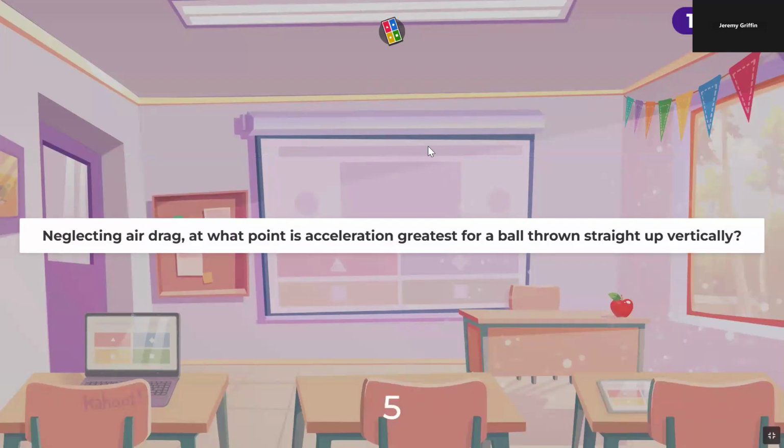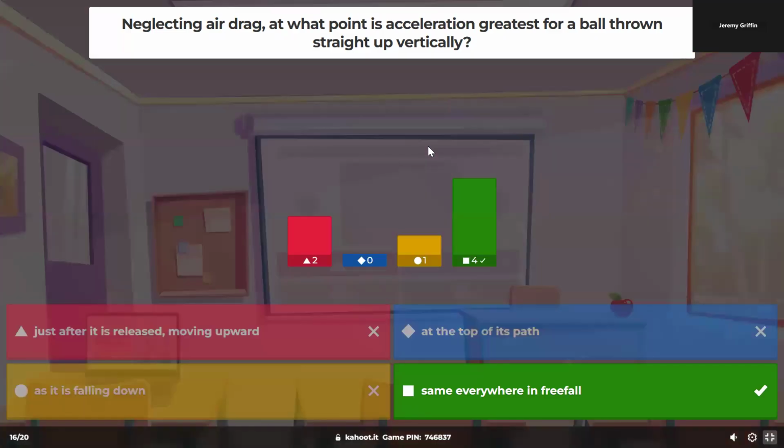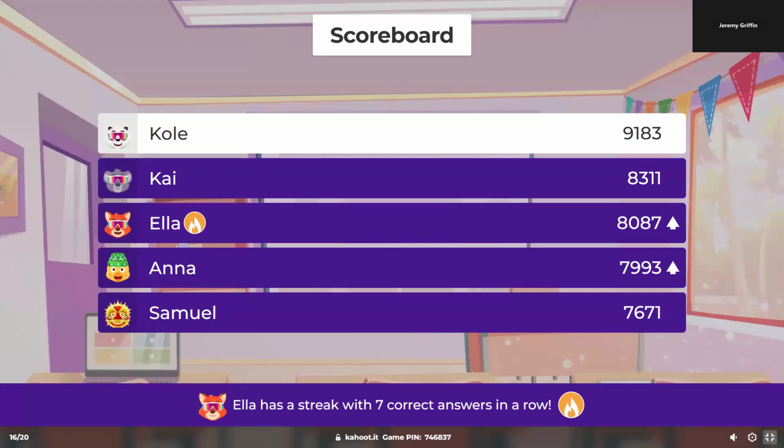Right. Neglecting air drag, at what point is acceleration greatest for a ball thrown straight up vertically? Throw a ball straight up. When is it accelerating the most? Yes, the same everywhere. Right? As soon as the ball leaves your hand, it's going up really fast, it's accelerating down at 10 meters per second squared. At the top of its path, it's accelerating down at 10 meters per second squared. When it's coming back down, it's accelerating down. It's always accelerating down at 10 meters per second squared, regardless of how fast it's going, which direction it's going, none of that matters. As long as it's in free fall, it's accelerating down 10 meters per second squared. Samuel, Anna, Ella, on fire.